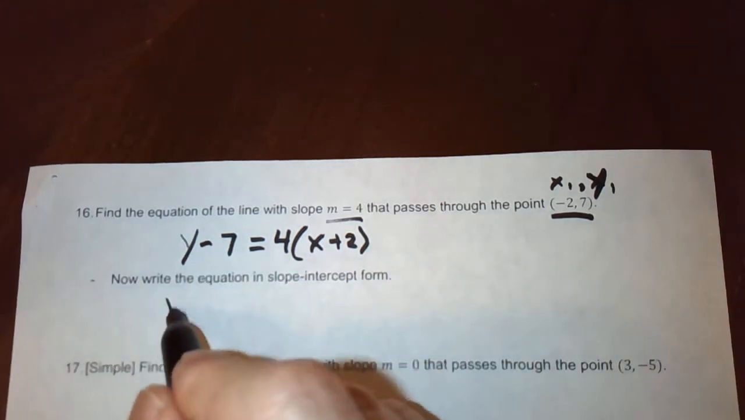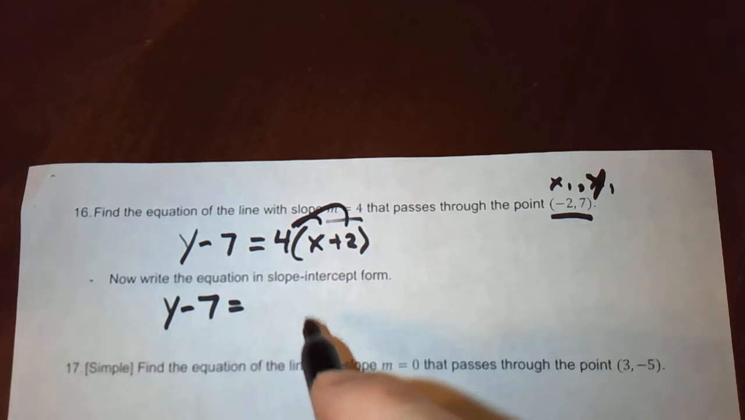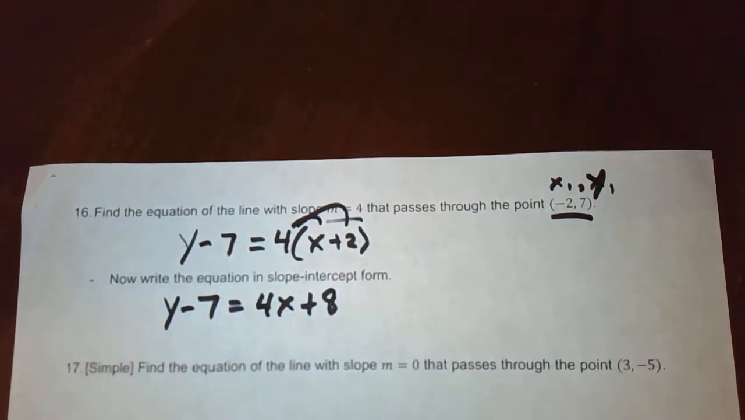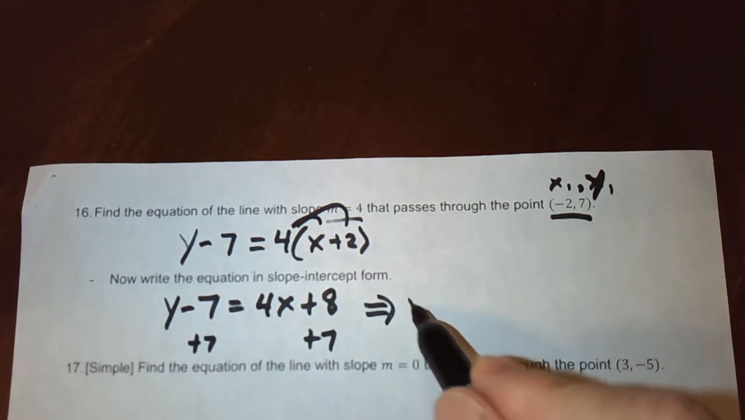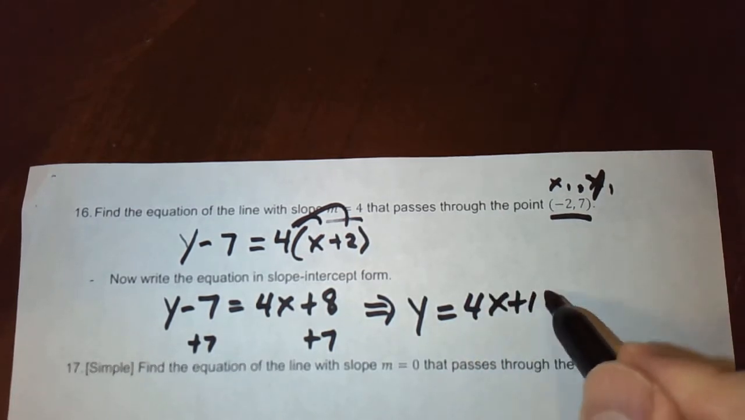So we have y minus 7, and use the distributive property here: 4x plus 4 times 2 is 8. Add 7 to both sides, and we're done. That means that y equals 4x plus 15.